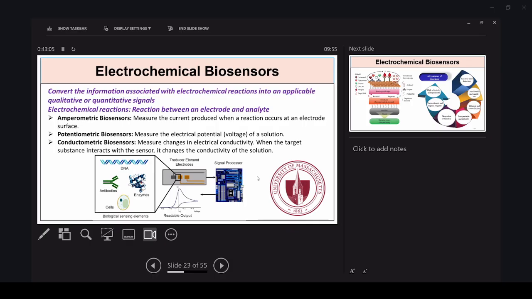The bioreceptor, whatever the biological interaction occurs, the transducer, which is nothing but the electrochemical passing of different electrons, converts the electrochemical reactions into an applicable quantitative or qualitative signal. So nothing but the reaction between an electrode and analyte. So this analyte can be anything, right?